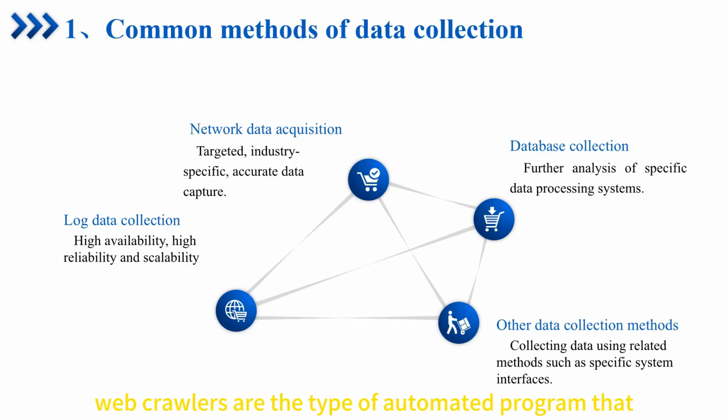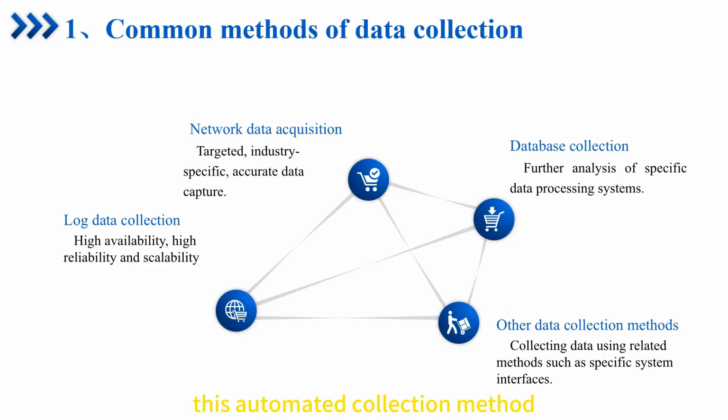Web crawlers are a type of automated program that accesses websites through internet browsers and automatically extracts the required data from these websites. This data can be in the form of text, images, videos, audio, or other types of information. Web crawlers typically traverse websites according to certain rules or algorithms to discover and extract the required data. This automated collection method can achieve precise targeting of the desired data.